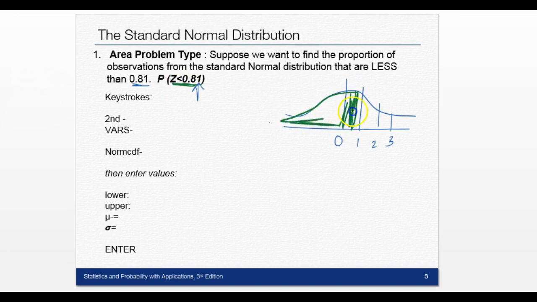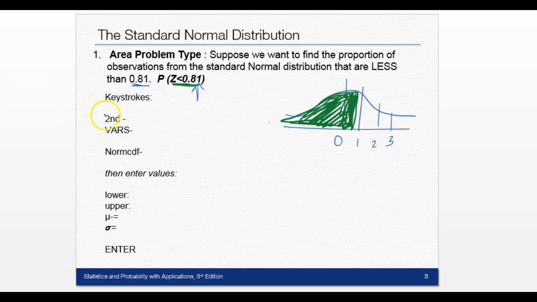Now, if we were using the empirical rule, it wouldn't quite work because we don't have a solid 1 standard deviation that we're looking at. It's not quite 1, it's 0.81. So I need a calculator to figure this out. There are tables we can use in stats to figure this out, but the calculator is much easier. So that's what I'm going to show you.